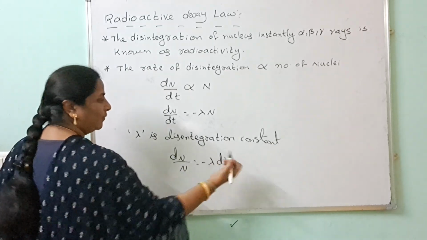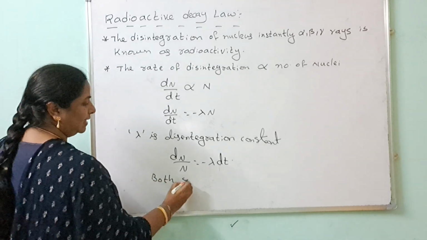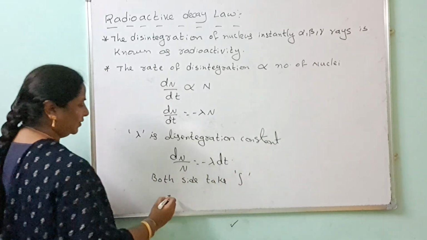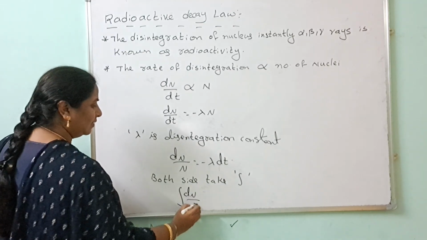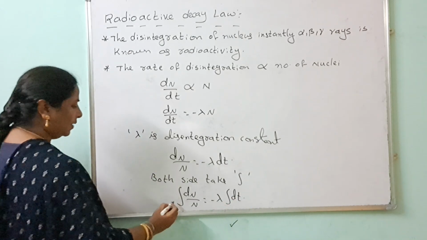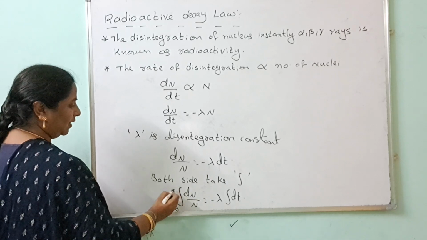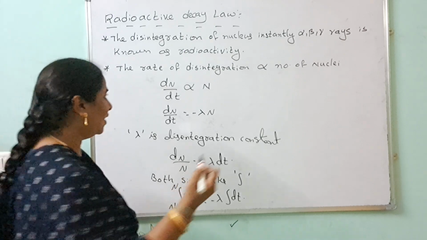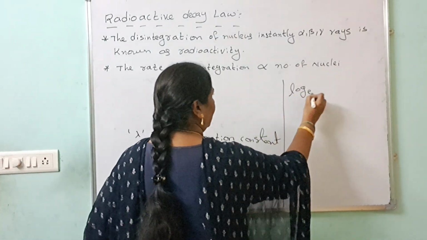Then when we do the cross multiplication, we write dN by N equals minus lambda into dt. Then take integration on both sides. So we write integration of dN by N equals minus lambda into integration of dt. The initial number of nuclei is N naught, and at present it is N. Then the integration of dN by N is log e N.